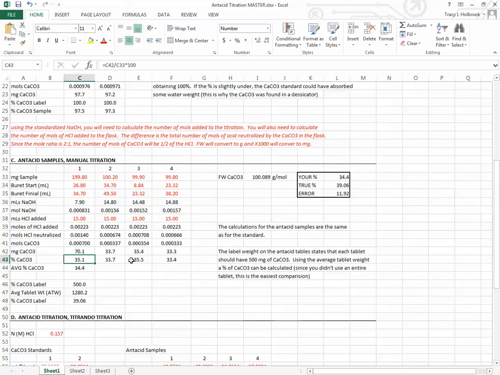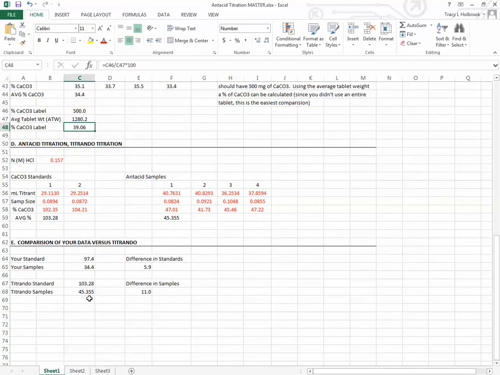I then take all of those numbers, I average them all up to get an average percent, and I can compare that percentage to my label percent. My label might say 500 milligrams. The average tablet weight might be 1280.2 milligrams. So my percent calcium carbonate on the label is 39.06. So it looks like this has a little bit less than what my tablet says that it should have.